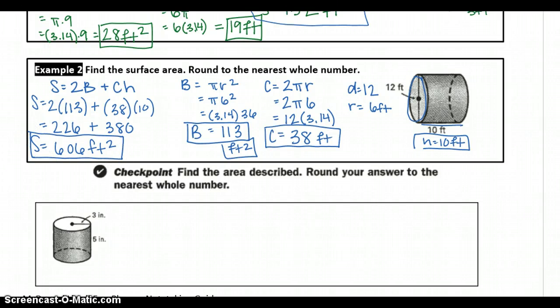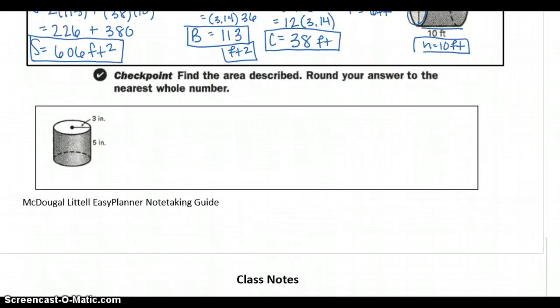Alright, so you're responsible for just this one following checkpoint.